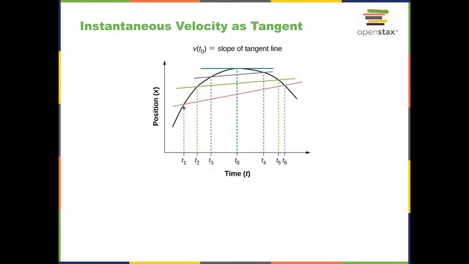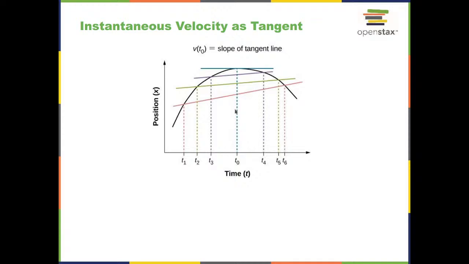The slope of the graph is going to be this average velocity. Now, if we take this time interval shorter and shorter, we bring t1 closer and closer to t0, and t6 closer and closer to t0. At some point, we'll get the tangent line here. And that will give us now not the average velocity between two different points in time, but the instantaneous velocity at that single point in time.